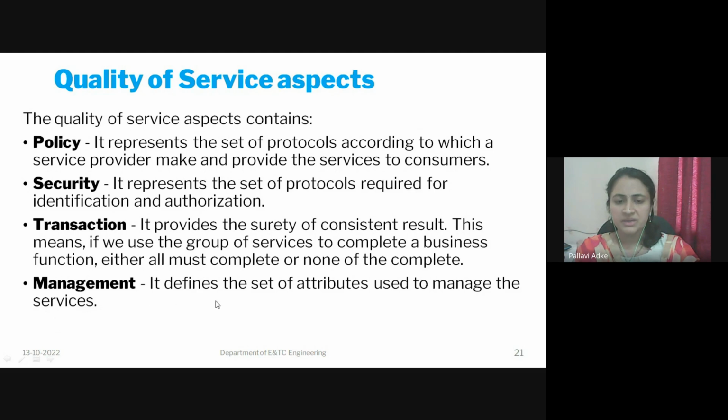Then the management. It defines the set of attributes used to manage the services. So there will be some management rules. The packaging should be done properly. The address should be there. The Amazon cover should be there. You cannot give it to the service consumer directly like that. So those management rules are there. It defines a set of attributes used to manage those services.